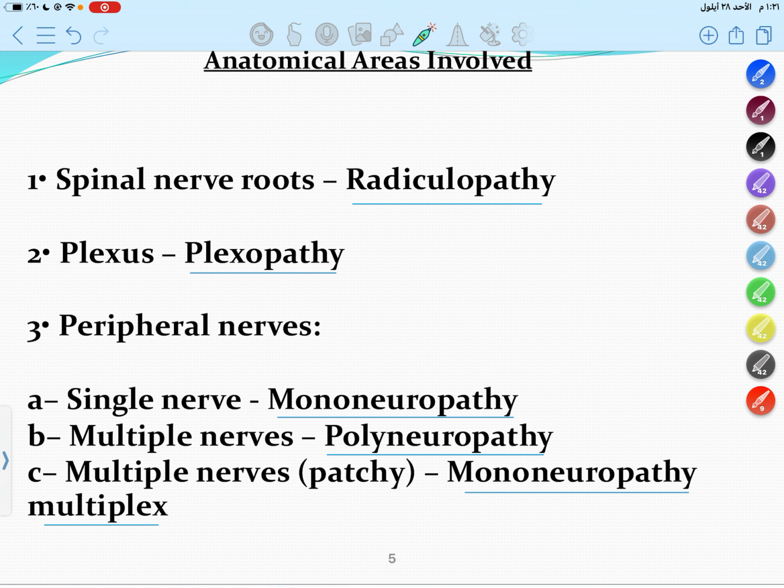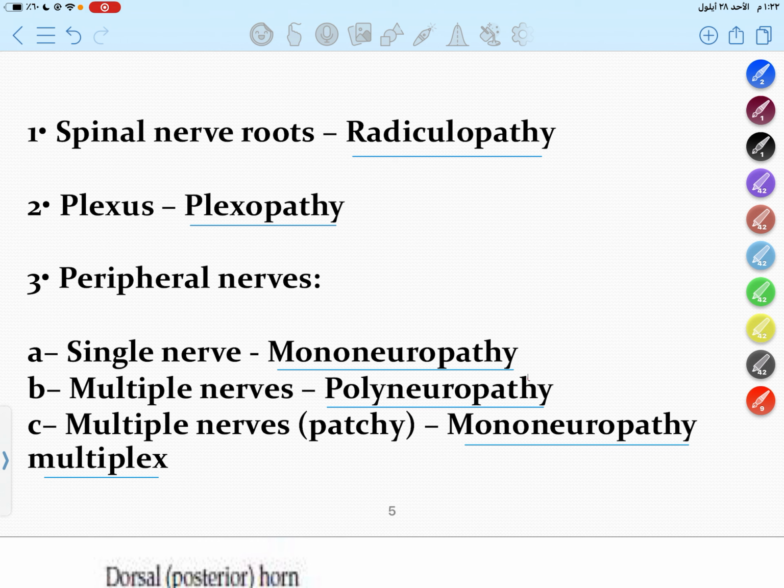And the plexus will be divided into single nerves, peripheral nerves. And the peripheral nerve could be affected either as a single nerve, and that's called mononeuropathy, we'll take an example for that, or multiple nerves at the same area, and this is called polyneuropathy. Or multiple nerves, but it is patchy, not in the same area. And this is called mononeuropathy multiplex. Now we'll discuss each one.